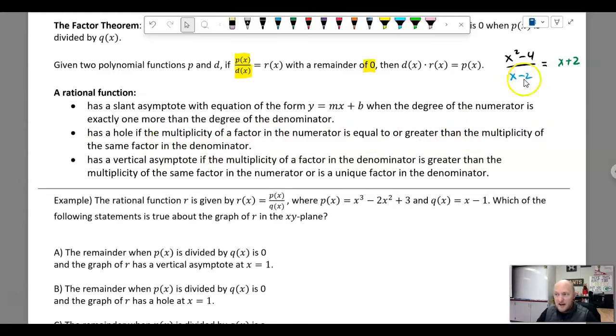So if I divide, right, and I get a remainder of 0, it is a factor. That means that I have that factor in the numerator. So if you divide and you get a remainder of 0, guess what? You have a hole. If you get a remainder that is not 0, then guess what? It's not a factor. And then that would also mean that you have a vertical asymptote. And a vertical asymptote occurs if the multiplicity of the factor in the denominator is greater than the multiplicity of the same factor in the numerator, or is a unique factor in the denominator.